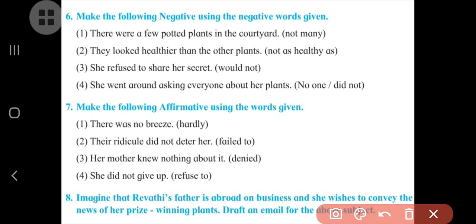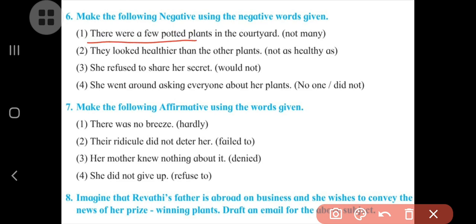They looked healthier than the other plants. So look at now, they looked healthier than the other plants. What do we have to use there? Not as healthy as, right? So by using these negative words you have to make the negative sentences there.